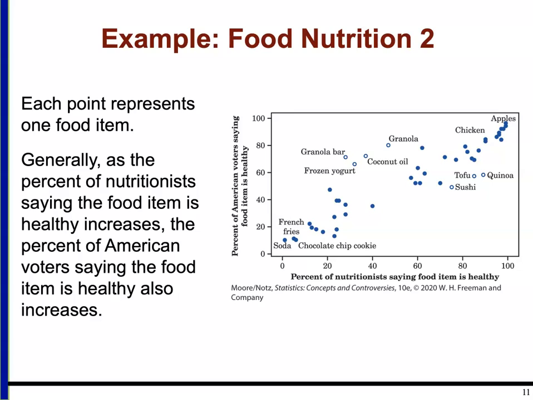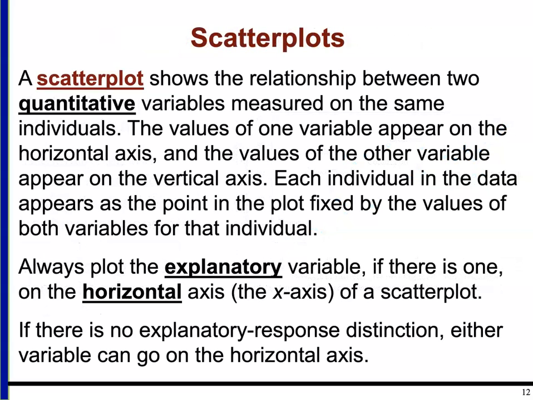So generally, as the percent of nutritionists saying a food item is healthy increases, so does the percent of American voters. So there's an agreement for a lot of these foods, but we've discussed some of the ones that are out of the normal pattern. So this is an example of a scatter plot, which shows the relationship between two quantitative variables.